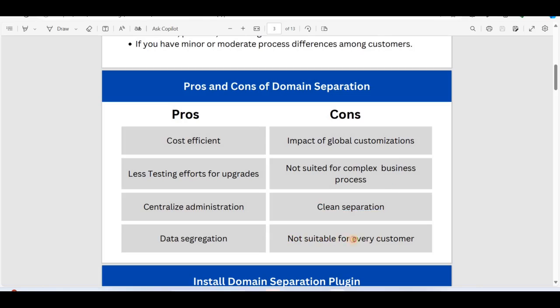And the last one is it is not suitable for every customer. So this is also right. You have to do a complete due diligence before opting for domain separation. You must have your objective clear. You should consult ServiceNow based on your business objectives and goals, what you want to achieve by using domain separation. ServiceNow will be happy to guide you whether it is recommended for you or not. So these are the few advantages and disadvantages of domain separation.